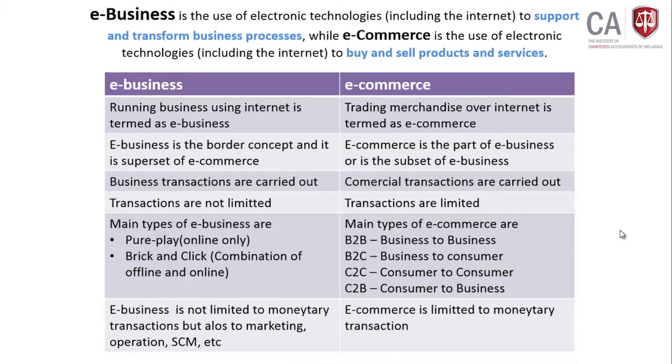While e-commerce is the use of electronic technologies to buy and sell products and services. In e-commerce, the transaction is there. In e-business, it supports and transforms the business processes. In e-commerce, buying and selling is available, but in e-business it is not there. It is transforming electronic technologies into digital mode.